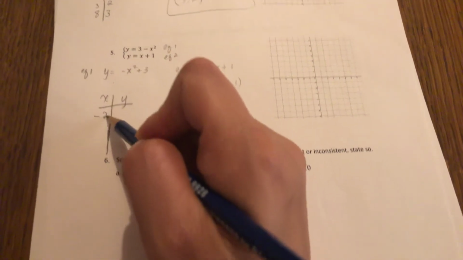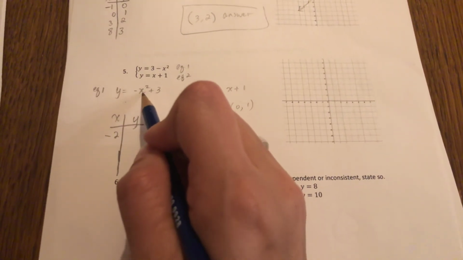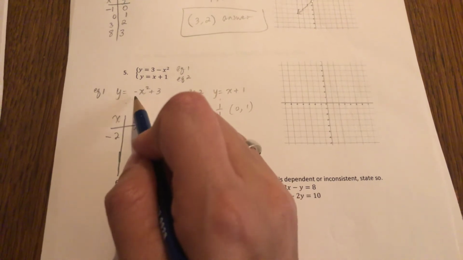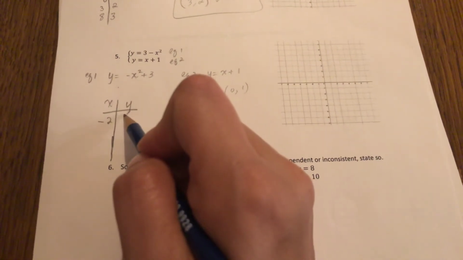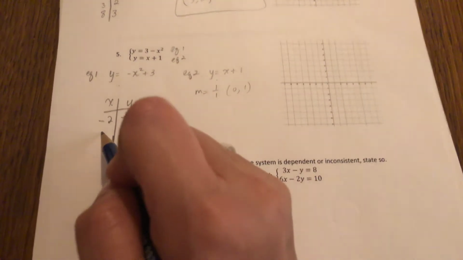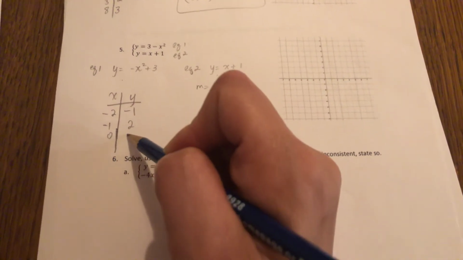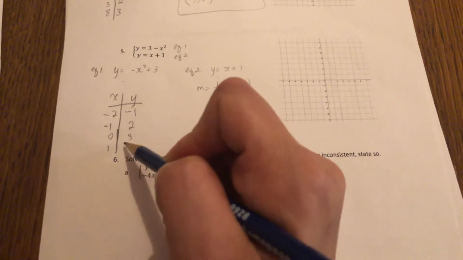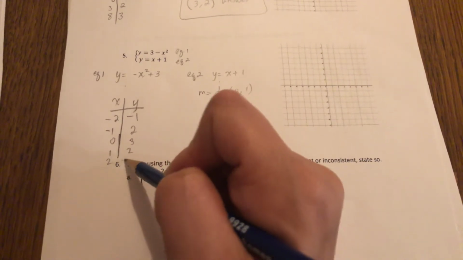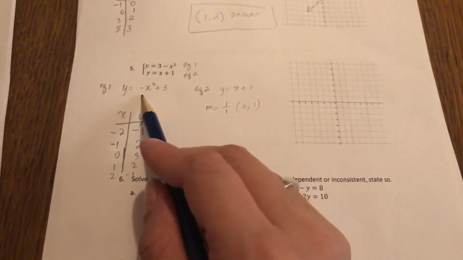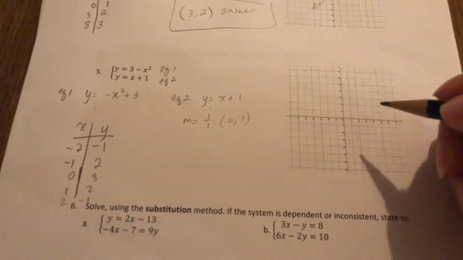So if I put a negative 2 in here, negative 2 squared gives me a positive 4, but the negative 4 minus 3 gives me negative 1. Again, you can get this table very easily off your calculator. I'm just going ahead and acknowledging that. And so let's go ahead and build this quadratic, and we know it's going to have a parabola shape.